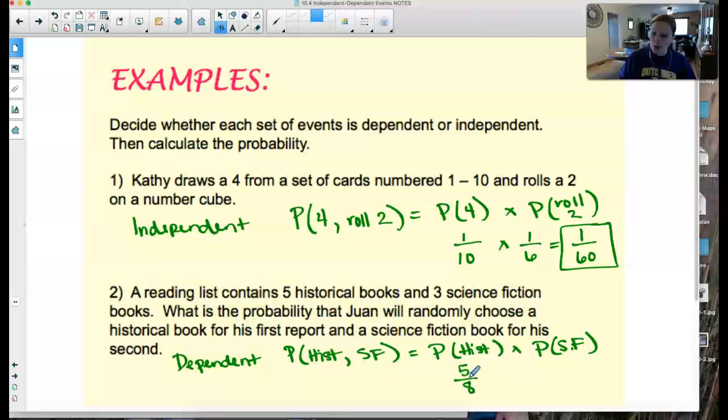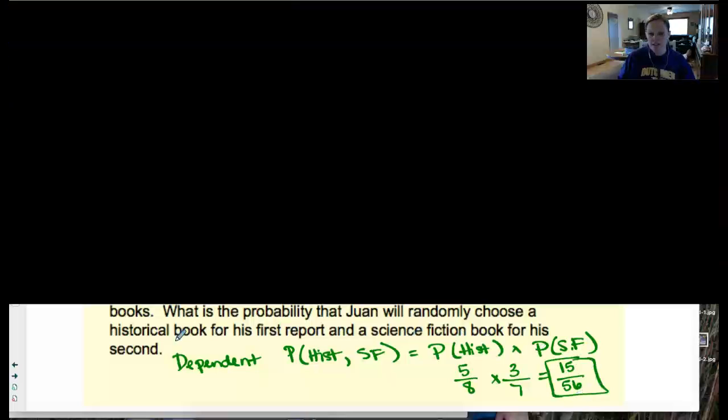Once we pick a book, assuming it's historical, now we have to find the probability of a science fiction, which there are 3, but it would be 3 out of 7 because we already chose one book. We finish by multiplying these fractions. I can't simplify anything. 5 times 3 is 15. 8 times 7 is 56. So our probability is 15 out of 56.